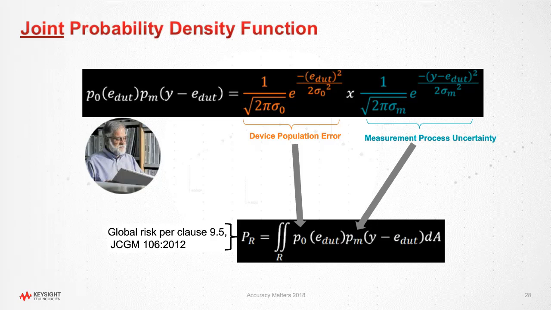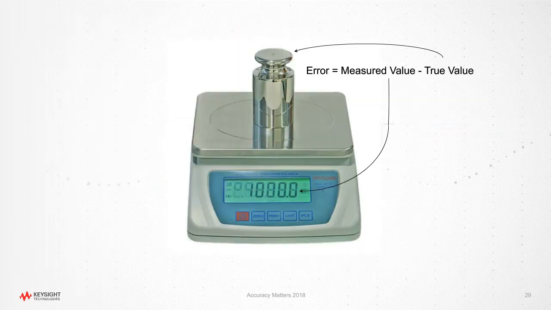And so it ends up, if you want to know the risk, you have to do a double integration over the area of interest. Now, most people can't visualize a double integration. So what I'm going to do is give you an example, and I'll show you some visual things that you can take from there. So that said, let's say we have a precision mass.